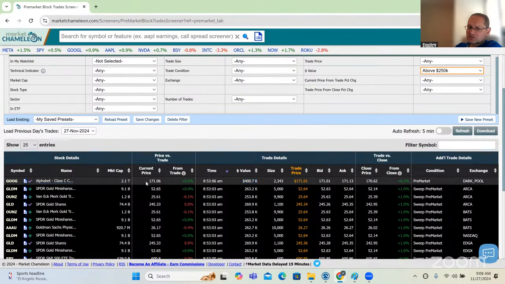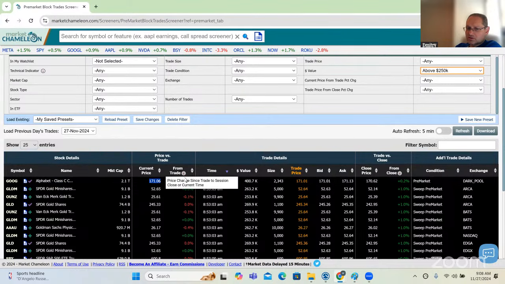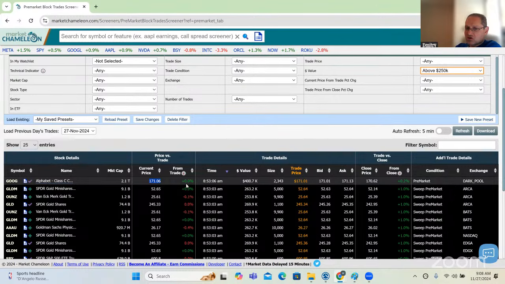This is the current price, and where the current price is relative to the trade that we're analyzing. All right, so I'm going to come back to that to explain what that is. Here's the block trade. The time was 8:53:06.